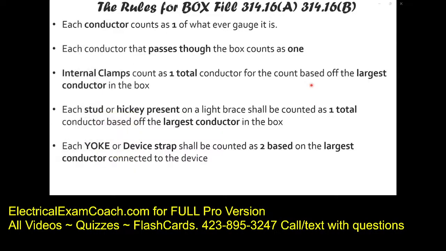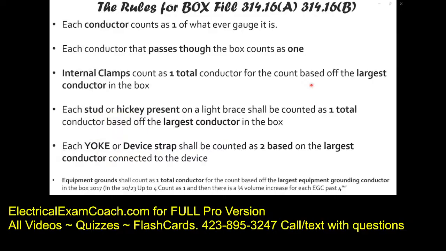Now let's deal with equipment grounding conductors. Let's deal with the 2017 first. If you are on the 2017 code, this is how you deal with equipment grounding conductors that are in the box. It's only counted as 1 total based off the largest conductor in the box. Meaning it doesn't matter if you have 10 equipment grounding conductors, they all only count as 1 for your count total, and it's based off the largest conductor that's in the box.